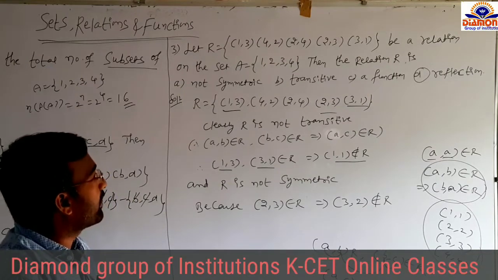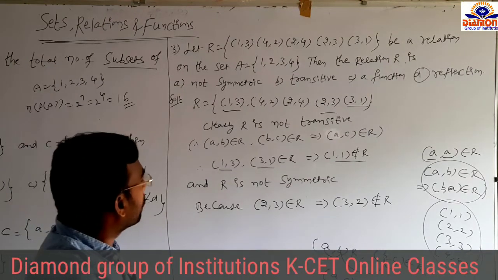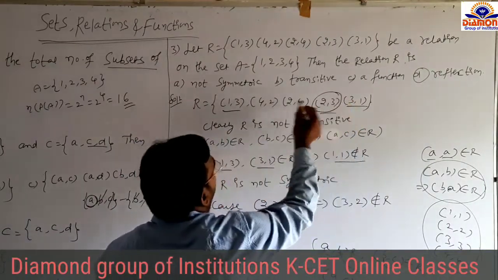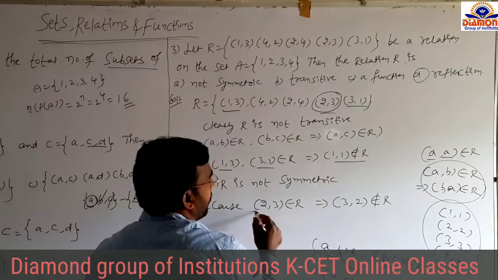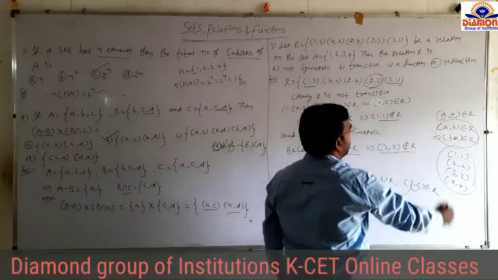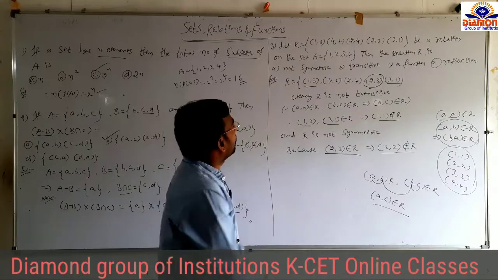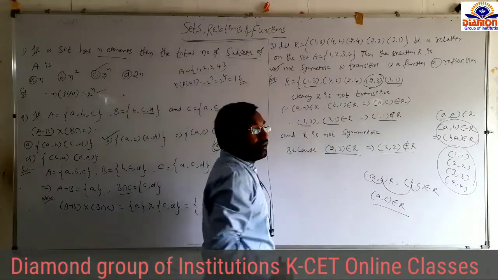Next, to check the symmetric. Suppose you take (2, 3). Then (3, 2) is not given. So if you take (2, 3) belongs to R, (3, 2) does not belong to R. That's why it is not symmetric. So that's why option A is the right option.